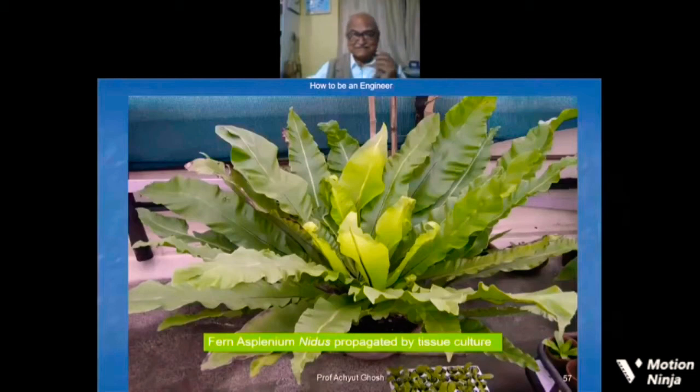I love this plant. This is called Asplenium nidus. I had a tissue culture lab. Of course, I donated it to Ramakrishna Mission, Narendrapur. But this, I produced this. They are not produced normally. They are produced by tissue culture. You find them in Singapore, in all trees, all plants.